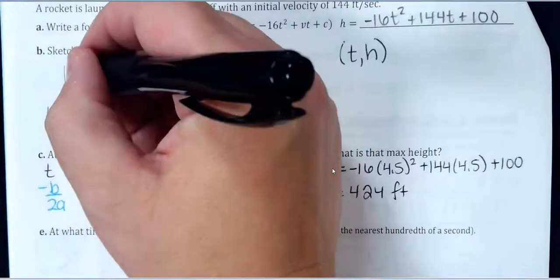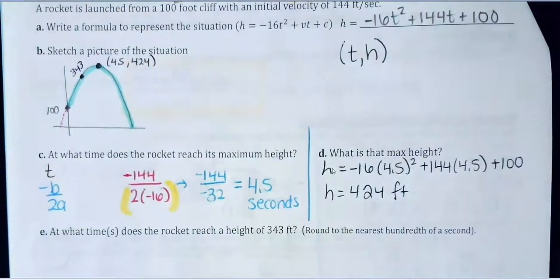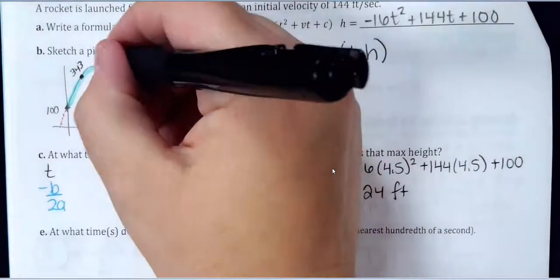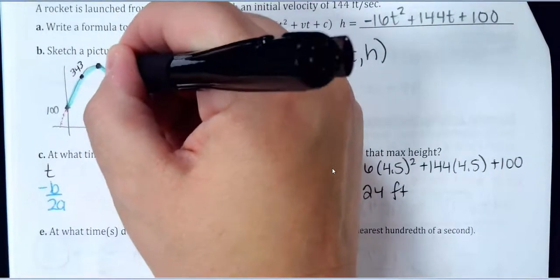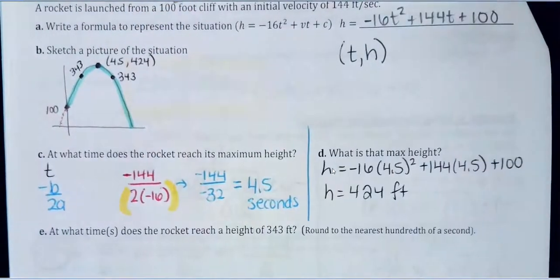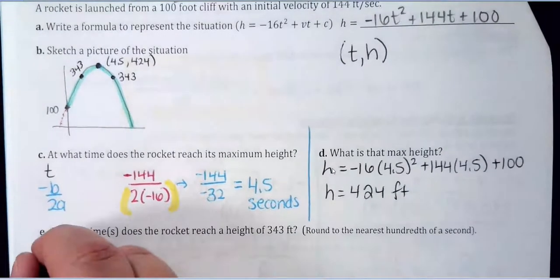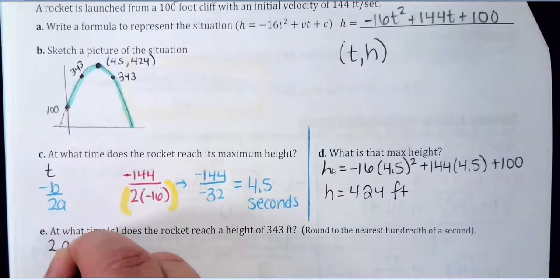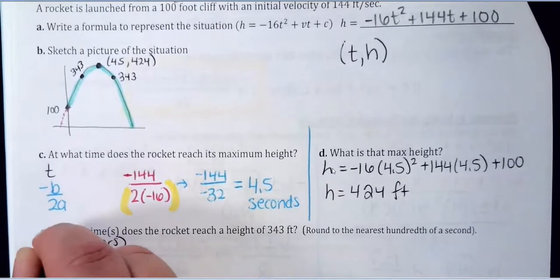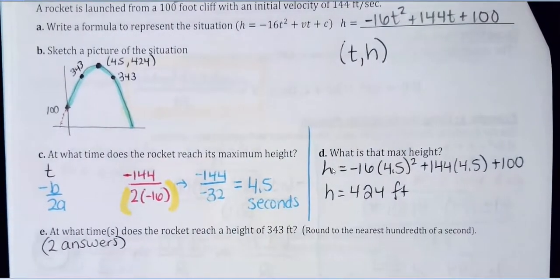Now when the rocket starts to come back down to the ground because of gravity, you would also hit that height on the way back down as well. So this should have 2 answers here. Just keeping that in mind, because it says in the directions at what time, and then it says times in parentheses. This should have 2 answers though, because you're going to hit that on the way up and on the way back down. How would you figure this out?